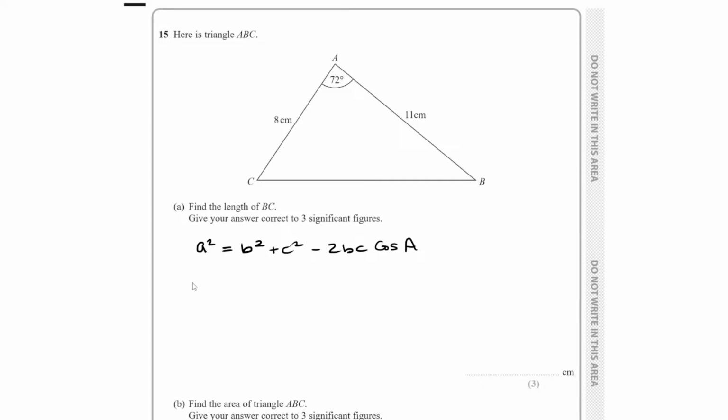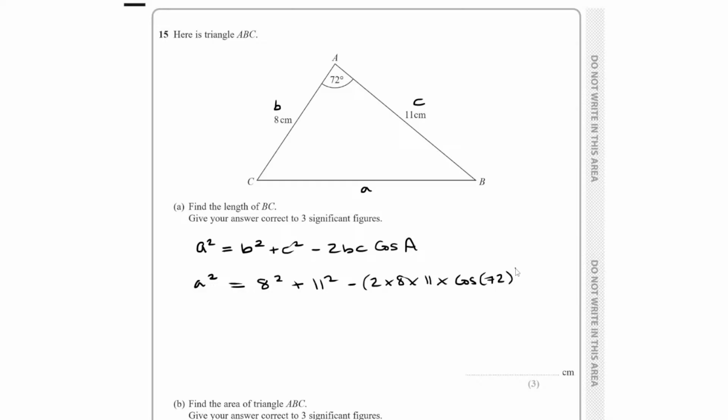So this one, because we're looking for a side, we can just sub it all in straight away. You can see that this is side A, B, C. If they don't label it correctly and you want to make sure you're subbing it in correctly, you can scribble out this and label it to match the formula. That's also fine. But in this case, they have labeled it correctly, so that's good. 11 squared minus 2 times 8 times 11 times cos 72.